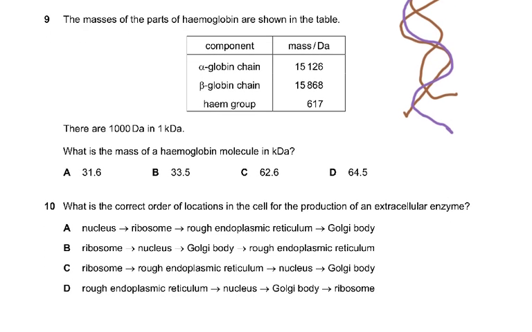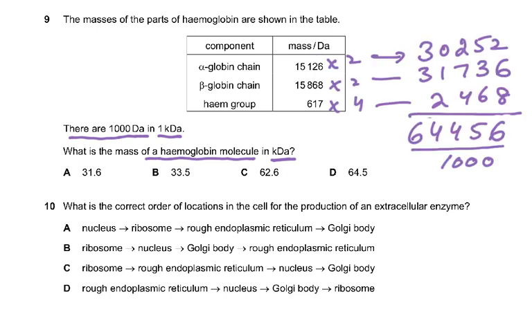Then coming to question number 9, the masses of the parts of hemoglobin are shown in the table. There are 1000 Da in 1 kDa. Masses in Da. So alpha globin is 15126 and beta globin is 15868 and the heme group is 617. What is the mass of a hemoglobin molecule in kDa? And this is Da, and there are 1000 Da in 1 kDa.